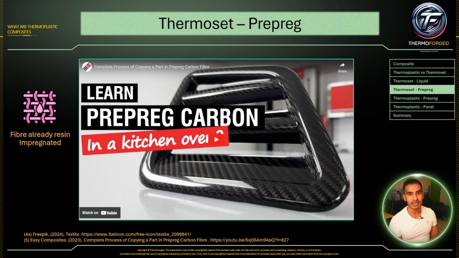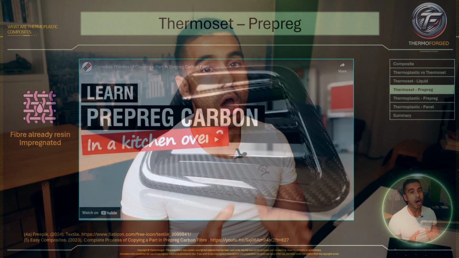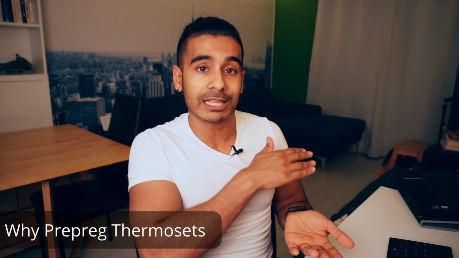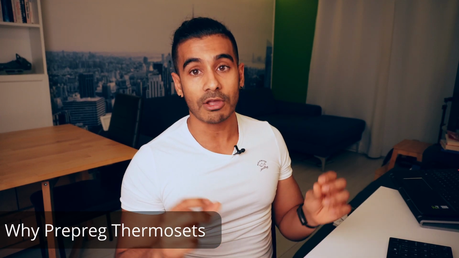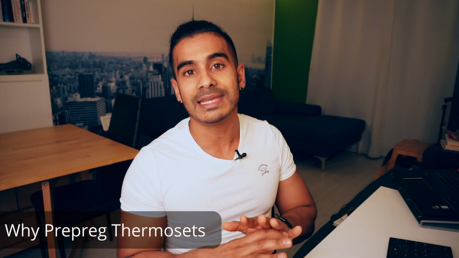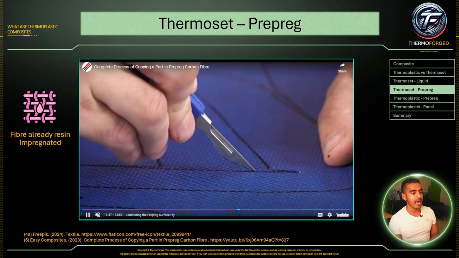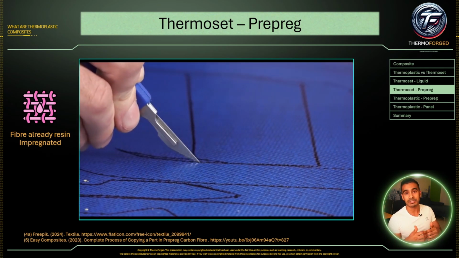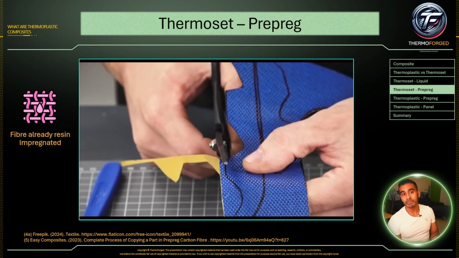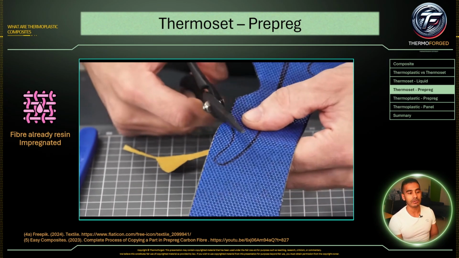Thermoset prepreg. So that's another very popular format that this material is used. But the difference is, earlier you had a dry fiber that had to be impregnated through vacuum. In this case, this is a fiber that is already impregnated with resin. And you will see here that this material is very easy to process. So you can use a scalpel to cut it, or you can use scissors like you can see here.